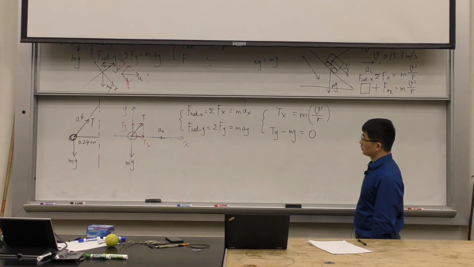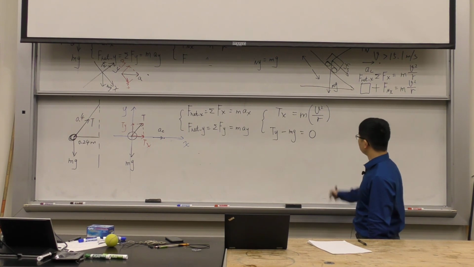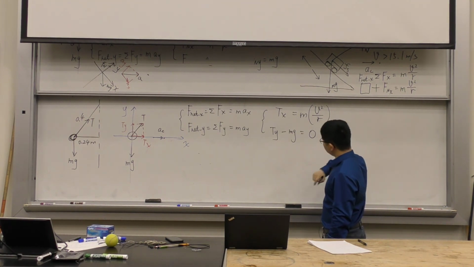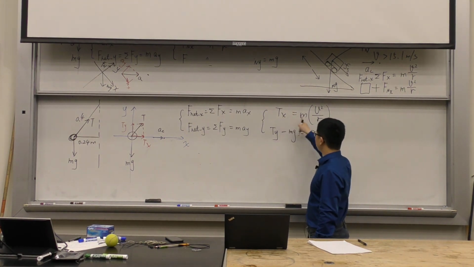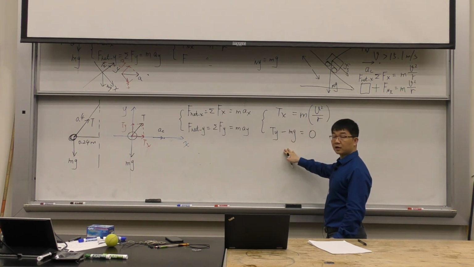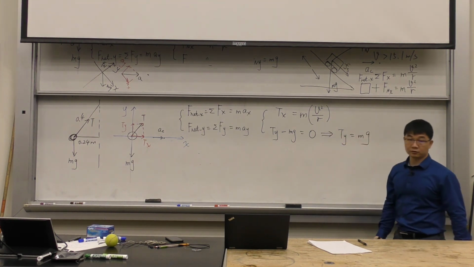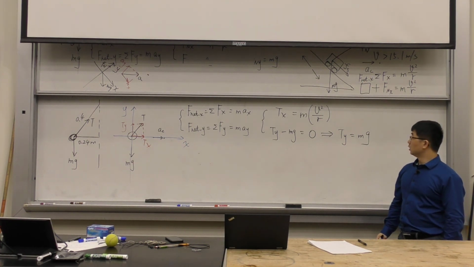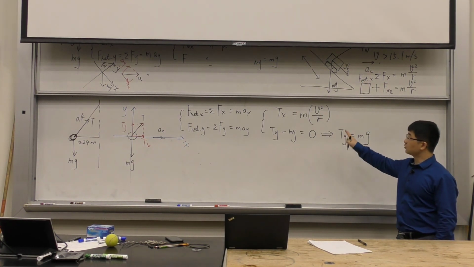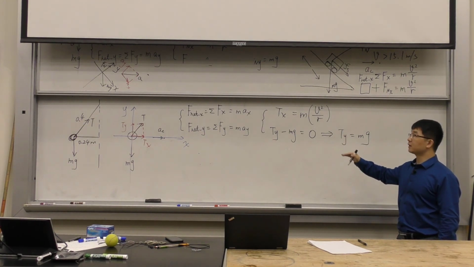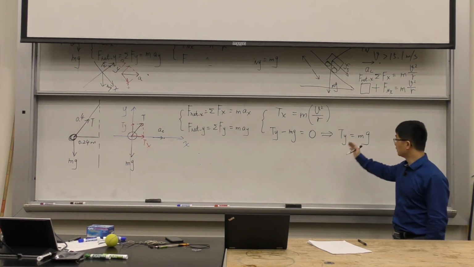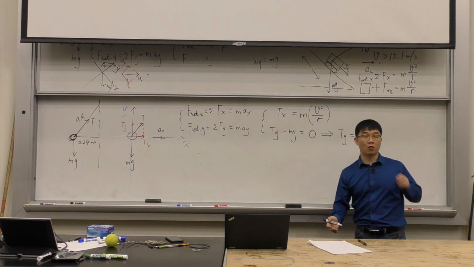Now let's see. Don't forget what we're doing. We're trying to find the speed of the ball, so I'm still trying to find v. If I have this Tx, I can find this v, but I don't have Tx. Take a look at the second equation. Maybe I can get something from it. If I rearrange this equation, I get Ty equals mg. I have Ty here, but I need Tx. Well, y and x can be connected because they're the components of the same force.